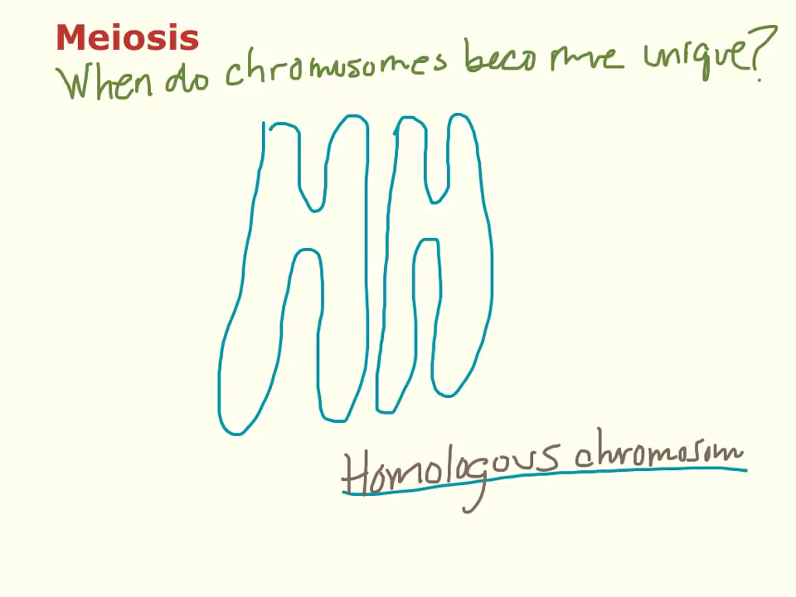So this is after they've been replicated in the S phase, and when they line up together to be near each other to do crossing over, this is a tetrad when they're all together. Tetrad. Tetra means 4.